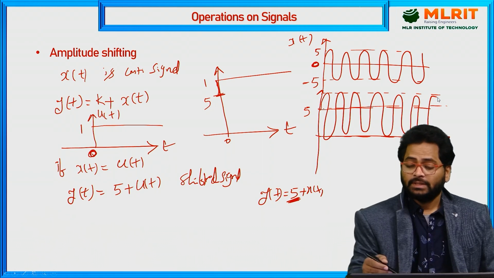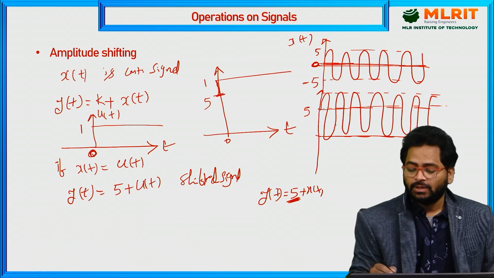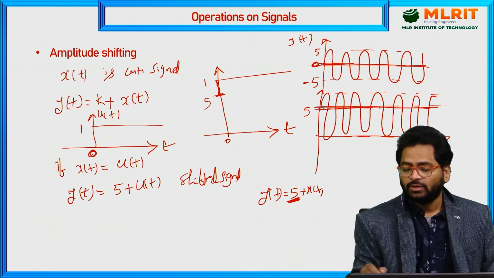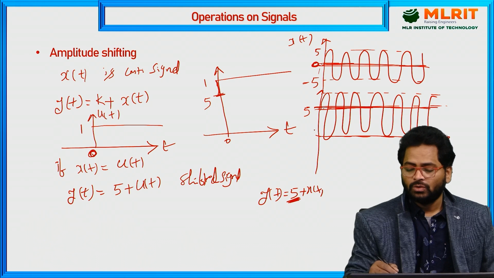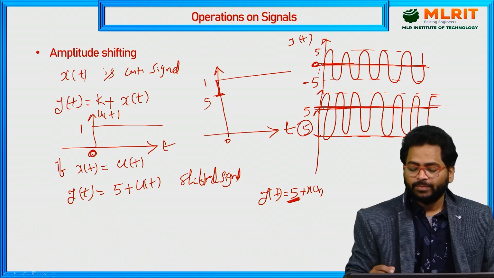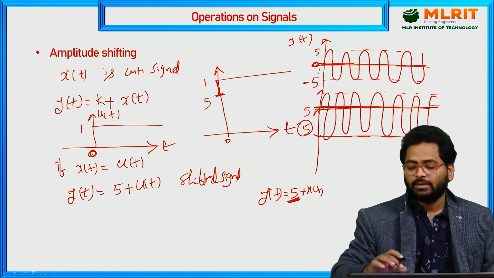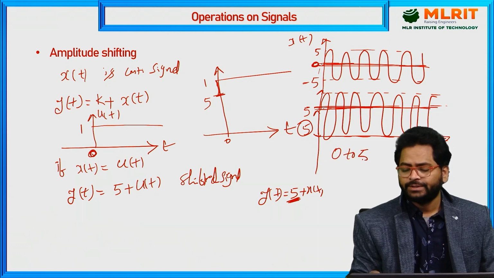So see, the 0 line is here, the midpoint. Now the 0 line for this signal is at the 5th unit. That means the distance from here it is 0, and now it is from 0 to 5. The distance is 5 units. That means the shift in amplitude is changed from 0 to 5 units.